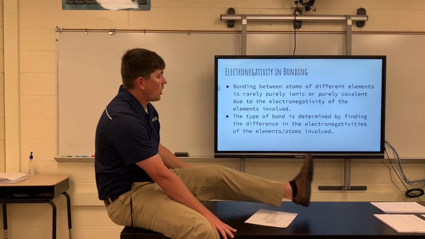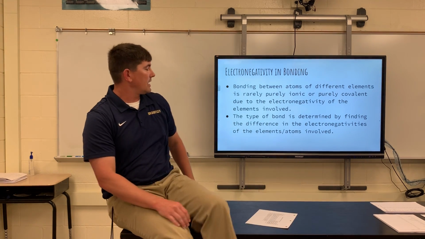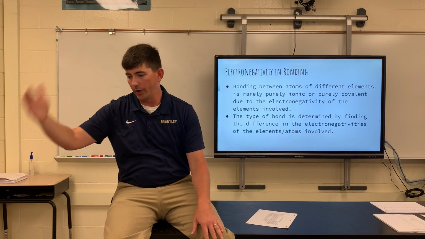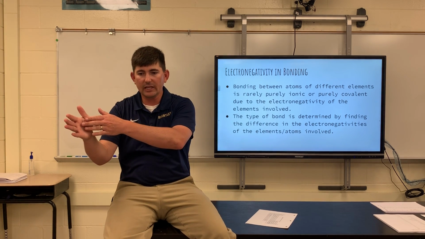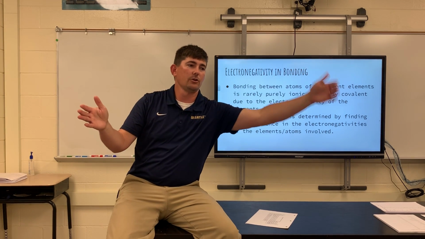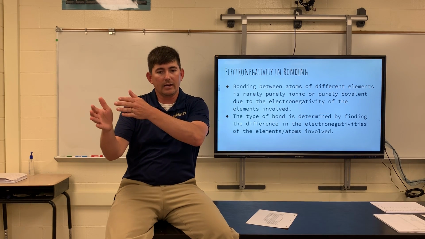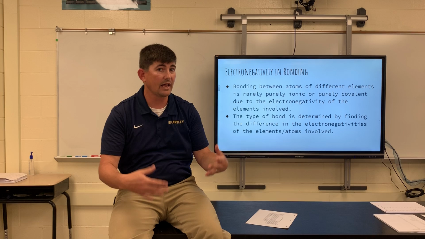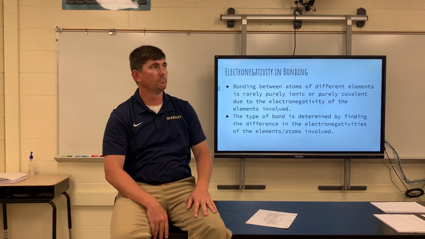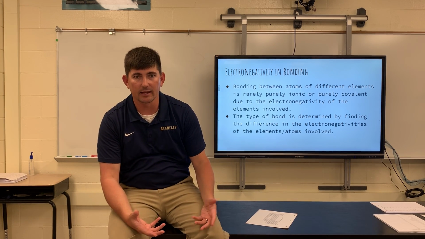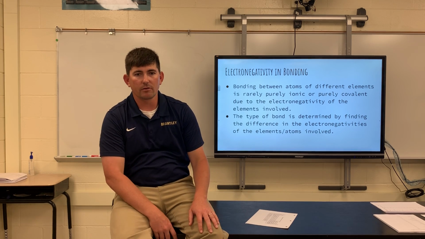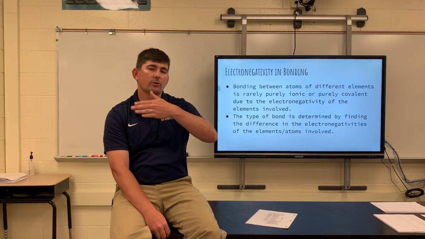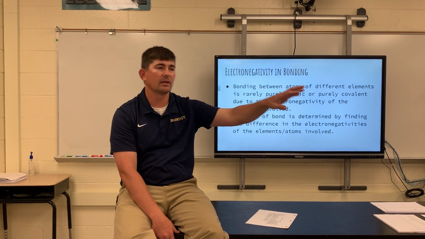What we really have going on most of the time is a sliding scale from 100% covalent on one end, to 100% ionic on the other end, and it gradually slides from one to the other. So you can have bonds that are mostly covalent, but not 100% covalent. It's more covalent than it is ionic in nature. Or you can have bonds on the other end that are more ionic than they are covalent.